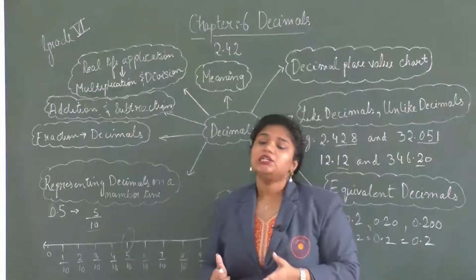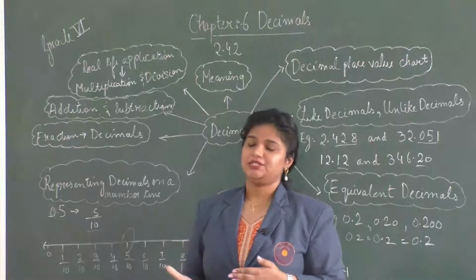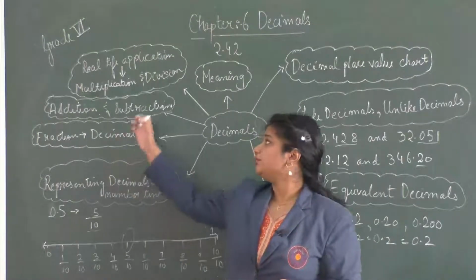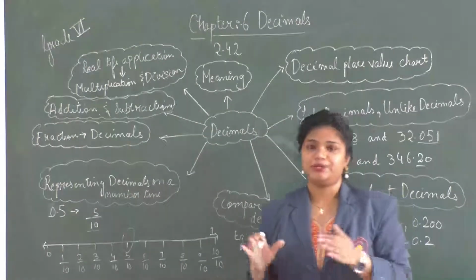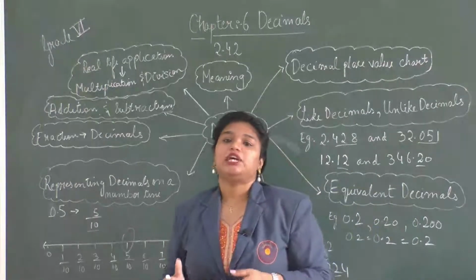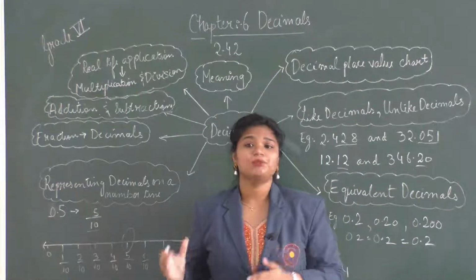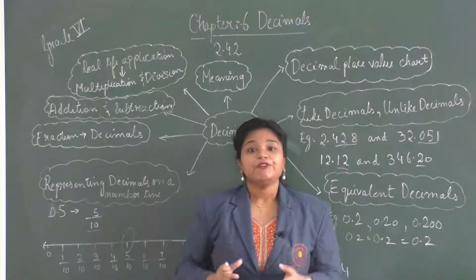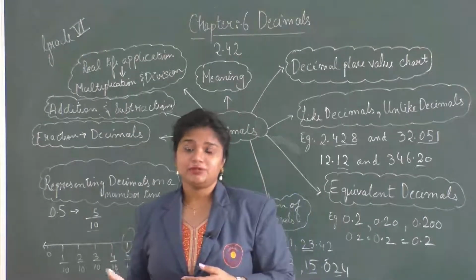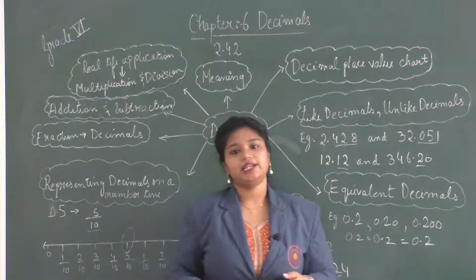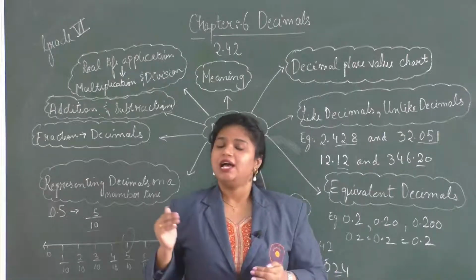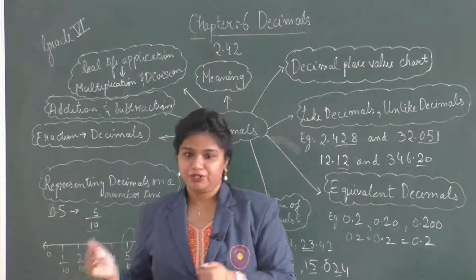At the end, we learned about operations with decimal numbers, and first we learned about addition and subtraction of decimal numbers. There we learned that you can only add or subtract like decimals. If in a question you are getting unlike decimals, you will first convert your unlike decimals into like decimals and then carry forward with your operation.